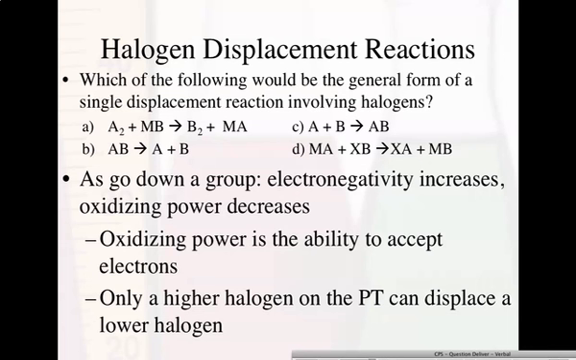So if I had table salt, NaCl, what element would be able to come in and kick out the chlorine? Fluorine, yeah. Fluorine's the only one that would be strong enough to be able to come in and kick out the chlorine. So if it asked you, would a reaction occur between iodine, I2, and sodium chloride, what would you say? Yep, no reaction would occur. Good. The iodine's not strong enough to kick out the chlorine.